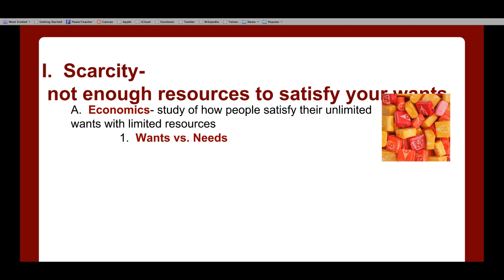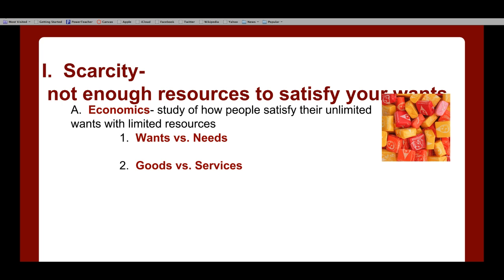So, how do you define wants then? Okay, the things not necessary to survive. They're kind of the extras. They're the sugar on top kind of a thing, okay? So remember that they are the extra things. Those are the things that are not needs.